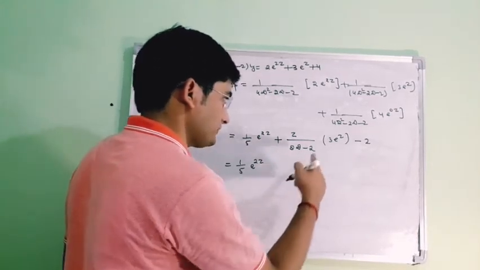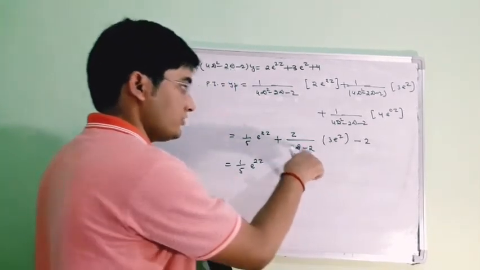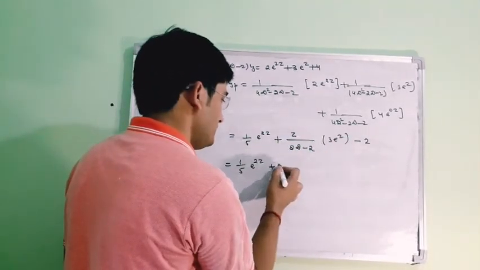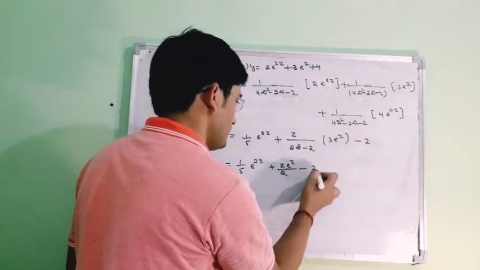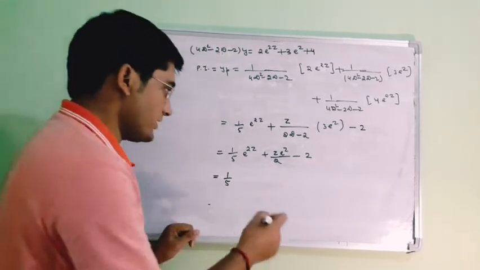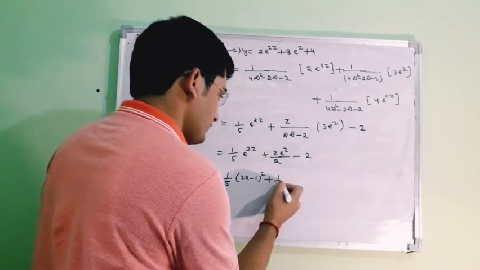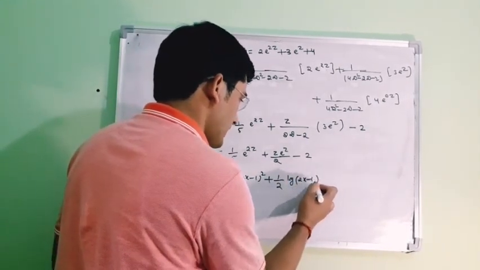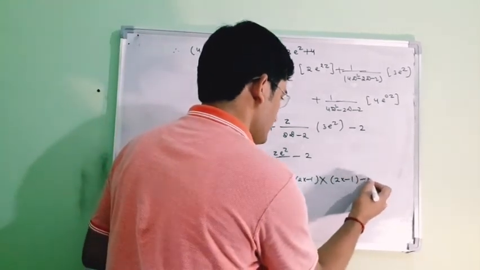So this is your 1 by 5 e to power 2z. Now let us replace D by 1. So this will be 8 minus 2, that means 6, and 3 upon 6 means z upon 2 e to power z, minus 2. As our e to power z was 2x minus 1, so this is your (2x minus 1) whole square plus 1 by 2. z was log of (2x minus 1) and e to power z was 2x minus 1, minus 2.